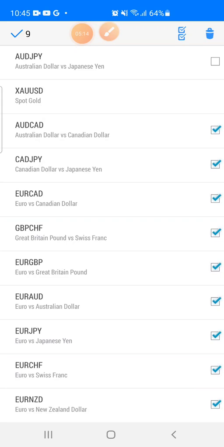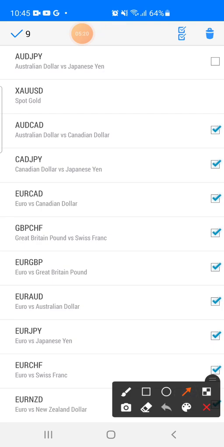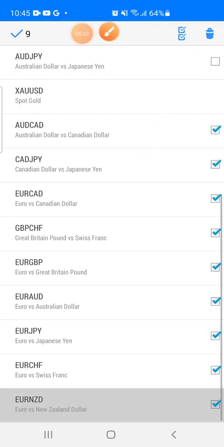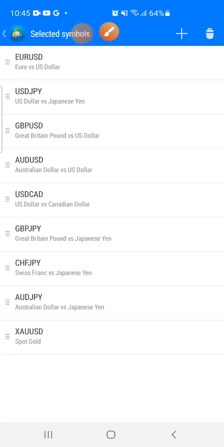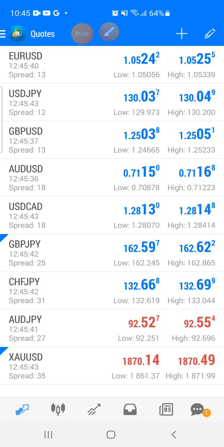Now I've marked all these ones. I'll just click on this delete button. Once I click there, they are out. Now if I go back, you see the currency pairs I trade. So this is basically the currency pairs I trade.